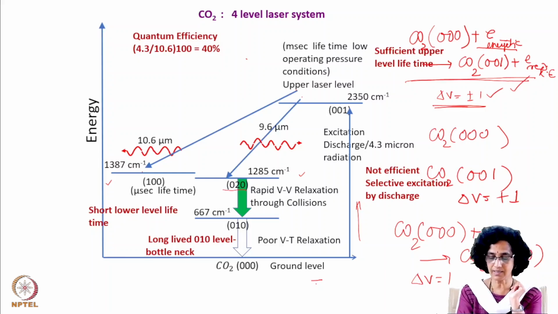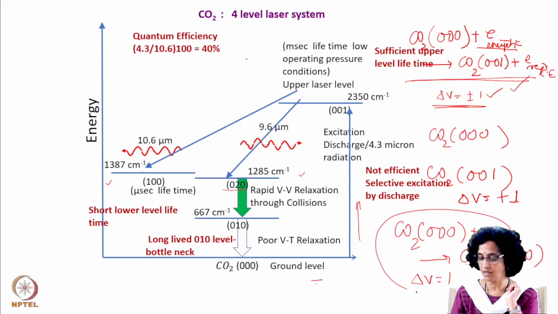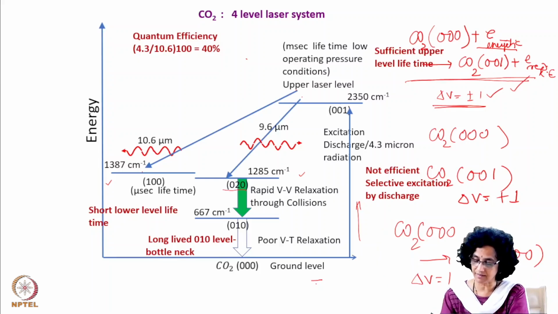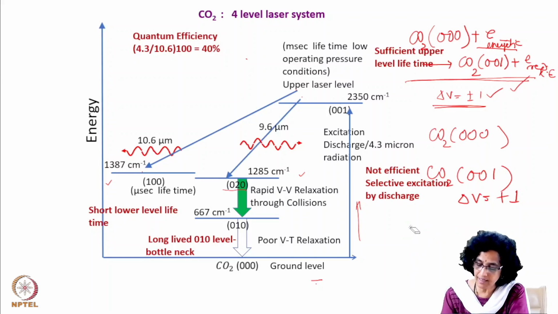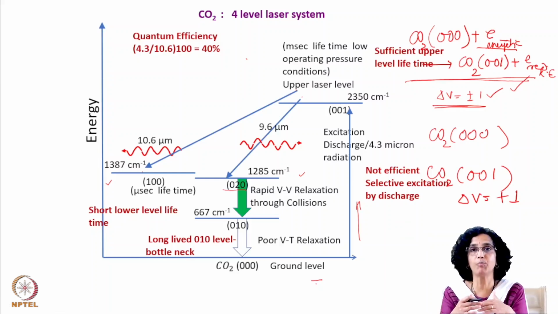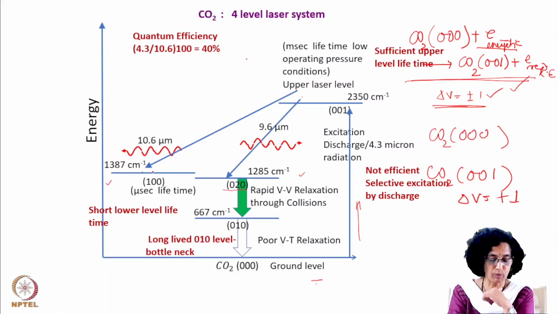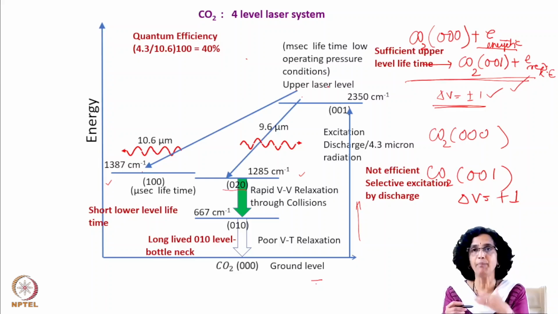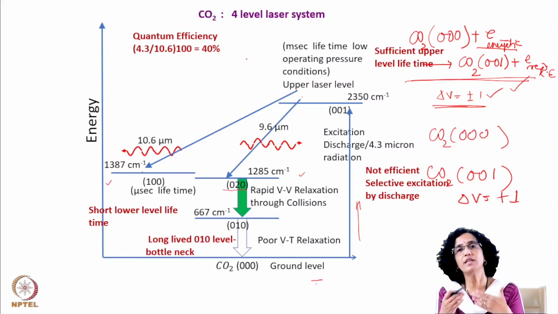Therefore this transition is not allowed, and the possibility of this getting populated in an electric discharge is less as compared to the upper laser level, which is good for us, because then we can think of some selective population of the upper laser level. The probability is less, but yes, it does get populated, but the probability of the upper level getting populated is much more because it is optically allowed.